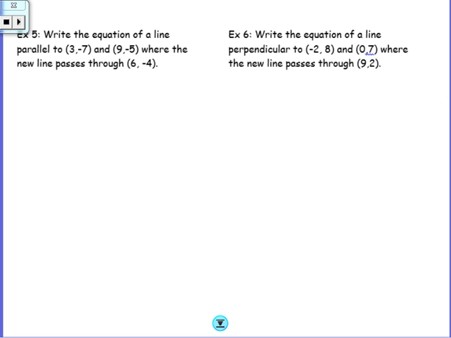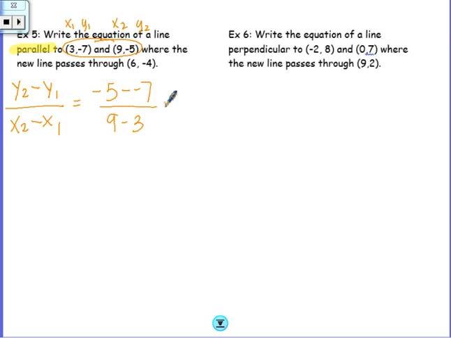Okay, problem 5 says write the equation of a line that is parallel to the line through (3, -7) and (9, -5). So that's the first line. I need a line that's parallel to that line that goes through the point (6, -4). So the first thing we should do, if we have 2 points, is find the slope. Your slope formula was y2 minus y1 over x2 minus x1, and you had x1, y1, x2, y2. So if I plug it in, y2 is negative 5 minus y1 is negative 7 over x2 is 9 minus x1 is 3.